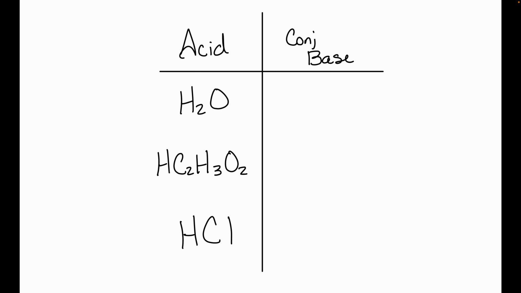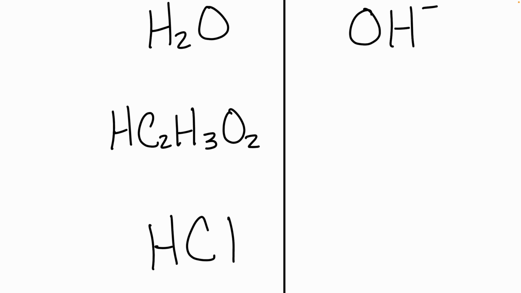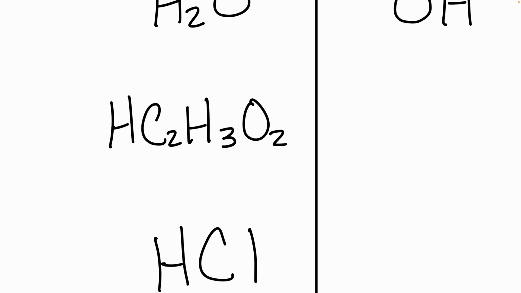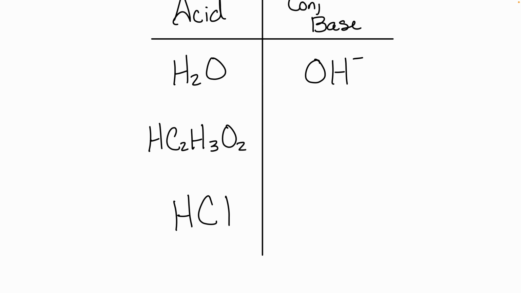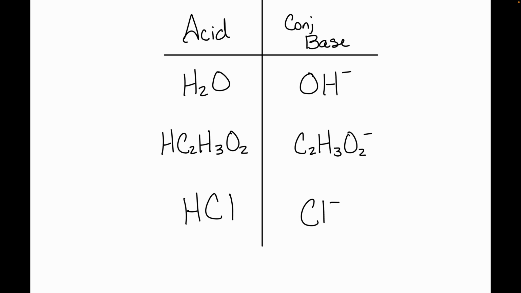All right, so the conjugate base of water, we just looked at this in our base dissociation reaction, is the hydroxide ion. For this formula here, acetic acid, I have to take away a hydrogen. Do I take it away from the front or the middle? The front, right? Never touch the ones in the middle here. And for hydrochloric acid, that would be the chloride ion as my conjugate base.